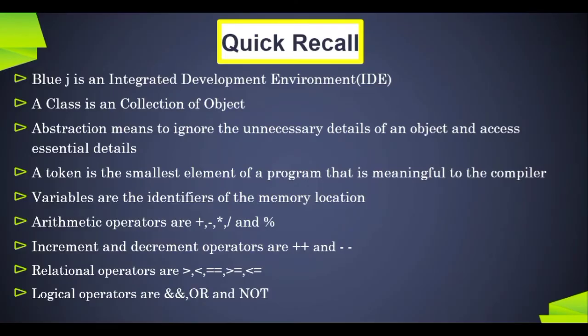Dear students, we are at the end of this chapter. Let us have a quick recall of this chapter. BlueJ is an integrated development environment, also called an IDE. A class is a collection of objects. Abstraction means to ignore the unnecessary details of an object and access essential details. A token is the smallest element of a program that is meaningful to the compiler. Variables are the identifiers of the memory location.